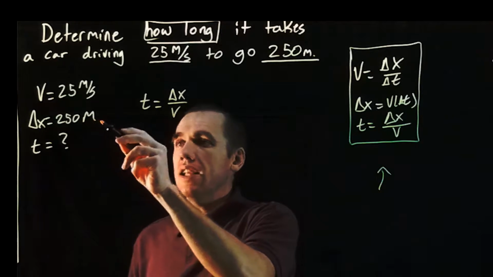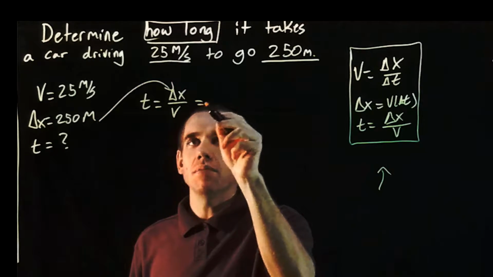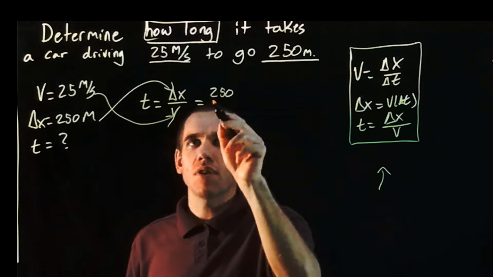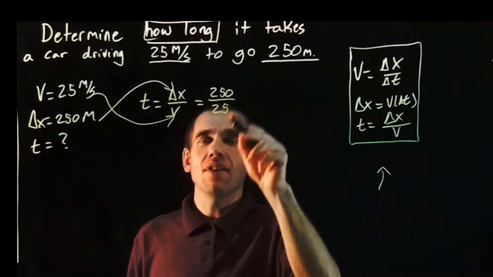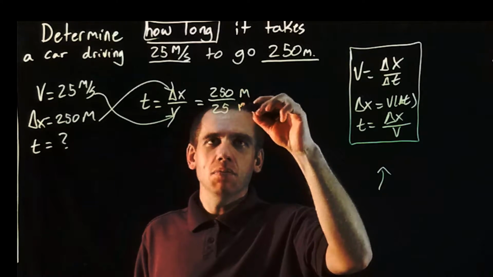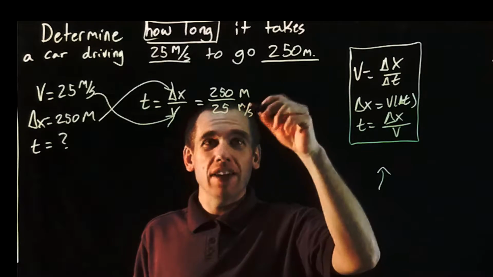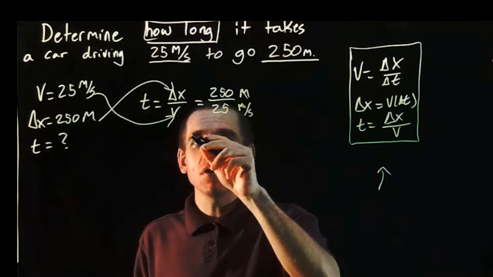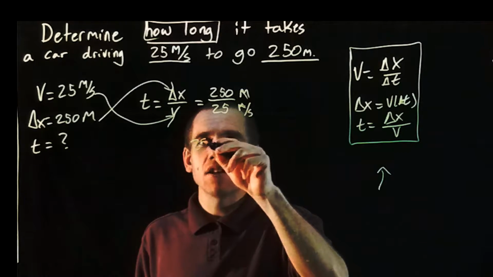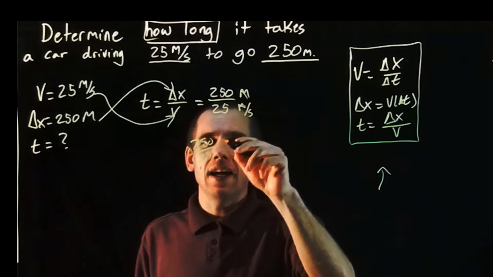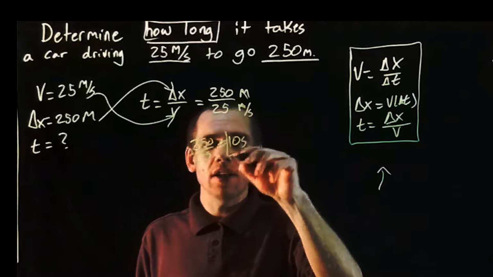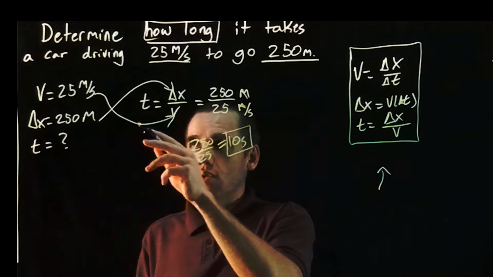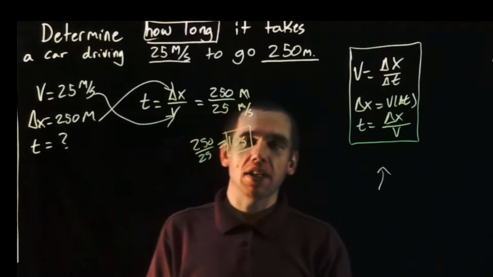So since displacement is 250 meters, this becomes 250, and velocity is 25, that goes right there, so divided by 25. And this is meters, and this is meters per second, and so when we do this, we're actually going to end up with just seconds. This fraction inverts and multiplies, so I have 250 divided by 25, and 250 divided by 25 is 10 seconds. And so I do get how much time it takes. It takes 10 seconds to go 250 meters at 25 meters per second.